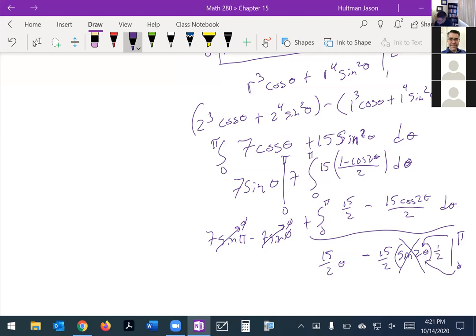What about 15 halves times pi minus 15 halves times 0? Well, it's 15 halves times 0. That's just 0. So the only thing that survives here is 15 pi over 2. That's it, and that's the answer. That's the answer to the volume under that region.